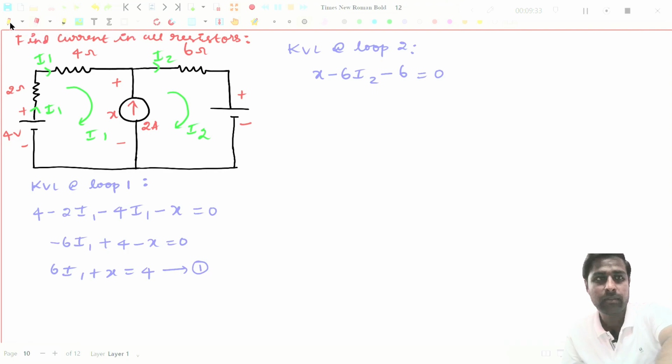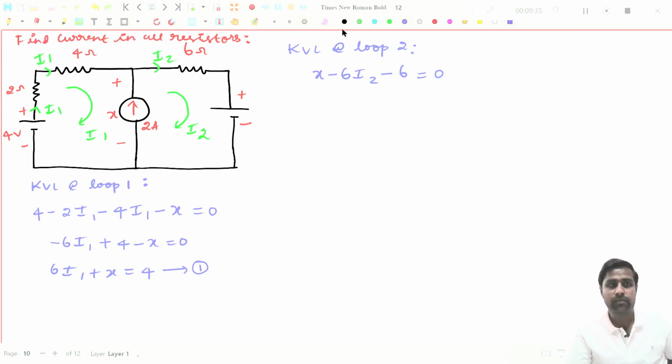Sorry. So this will be what? 6 volt, right? This will be 6 volt, right? So now you simplify this one. We will get values. What we will get? You see, you just keep this 6I2, you bring that to the other side. What you will get? That minus x will be equal to minus 6, right? So this will be expression number 2.